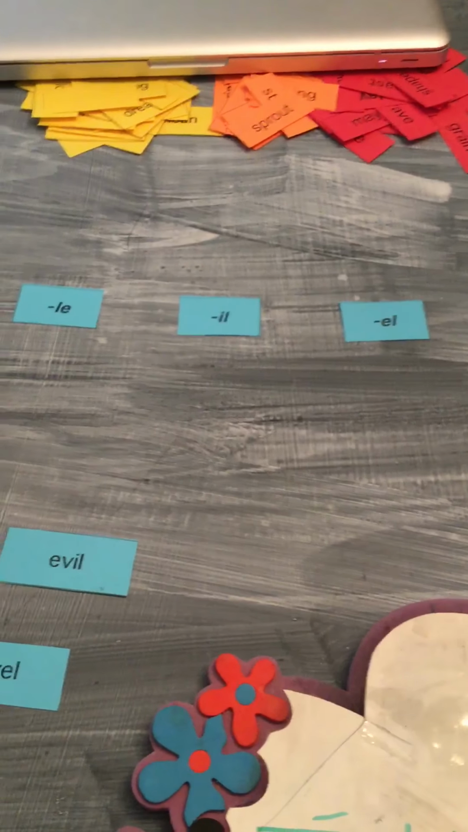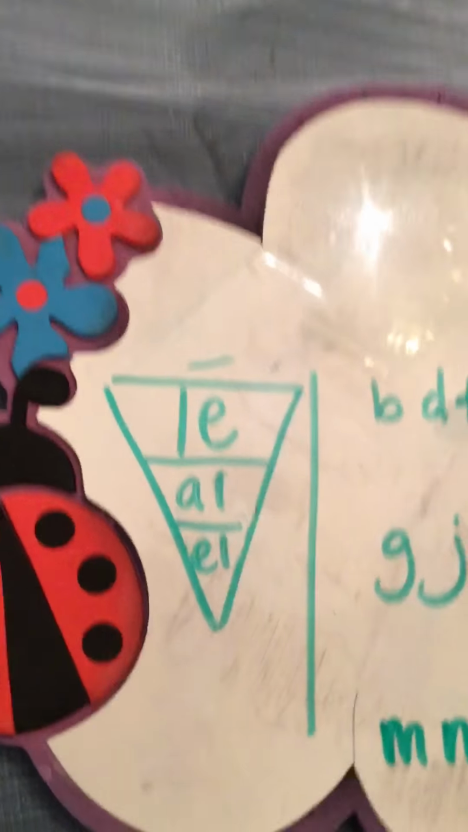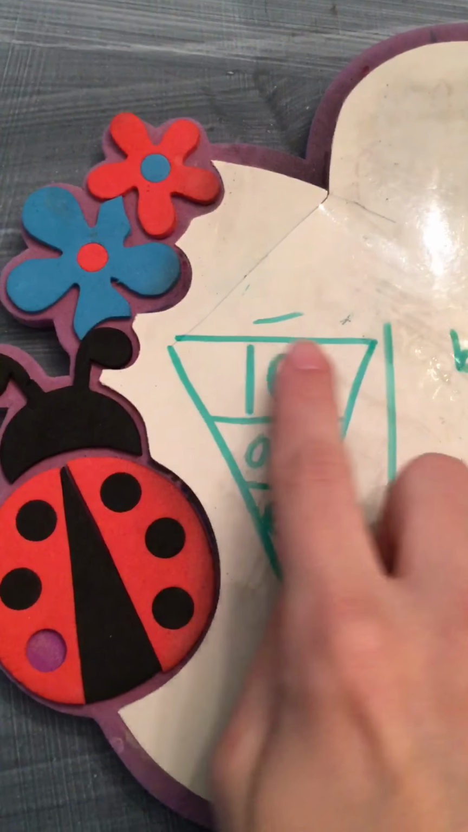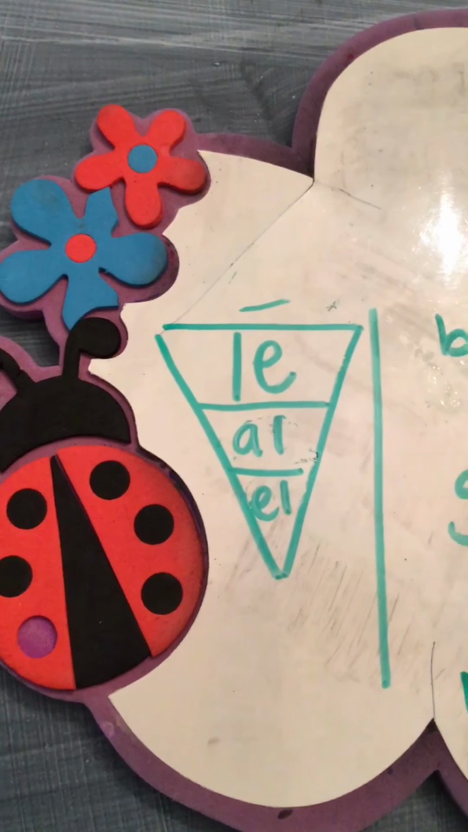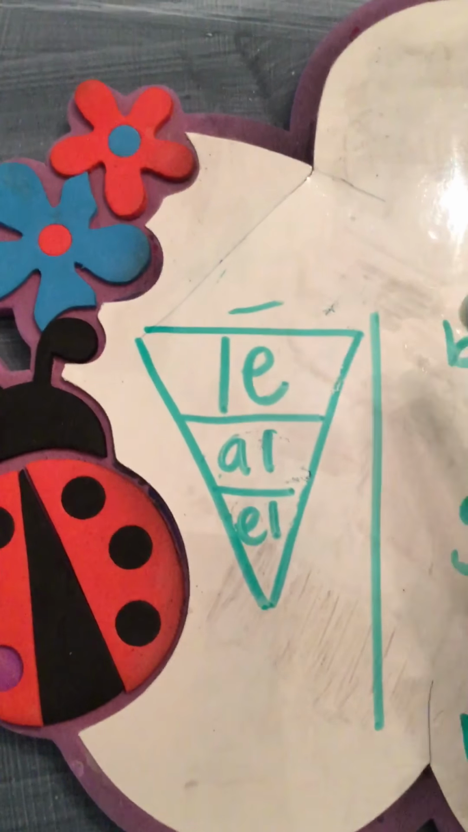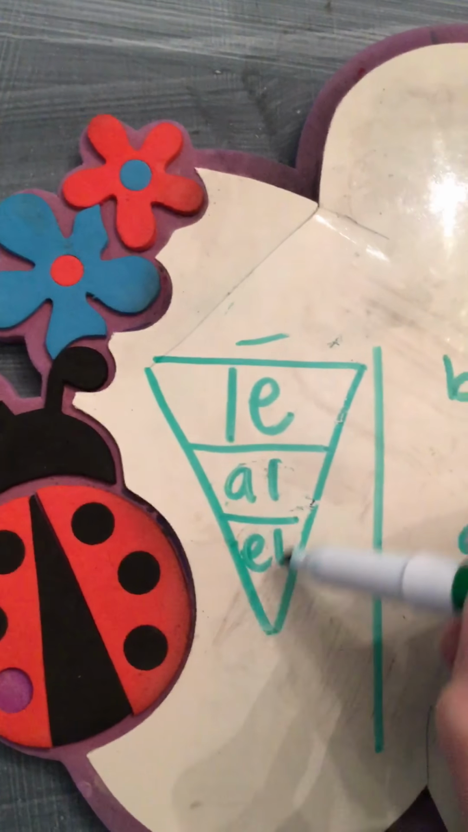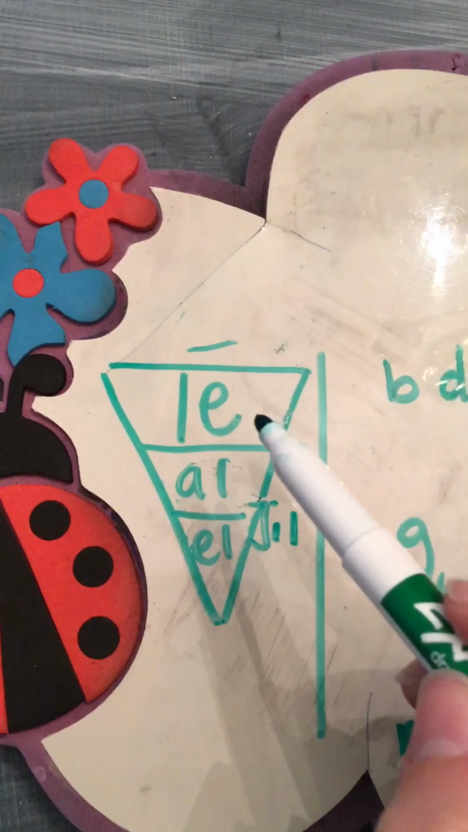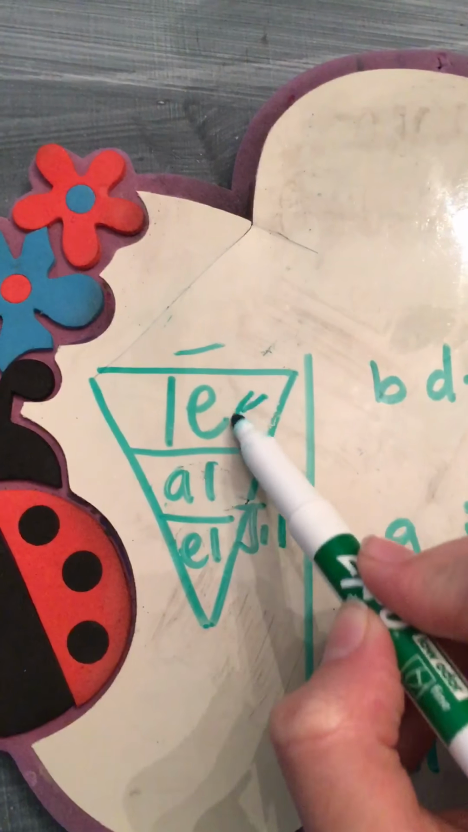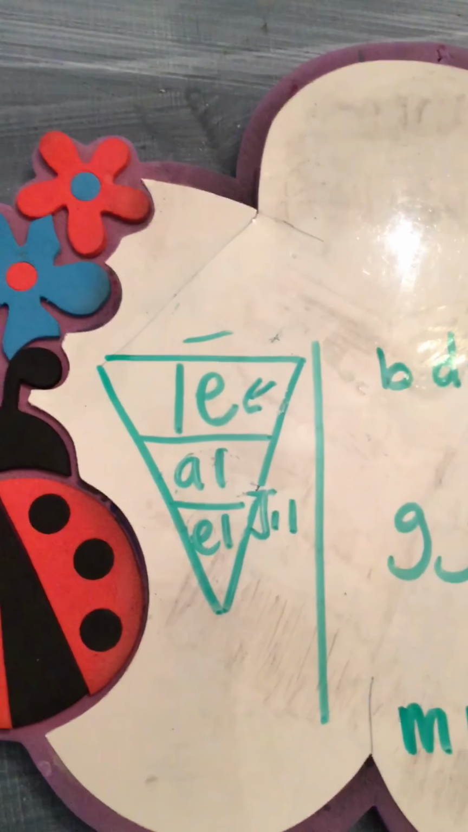So here are our endings, A-L, L-E, I-L, E-L. Okay, so some things that I want you to keep in mind. When we are looking at the most common, L-E is going to cover the most amount of words. It's really, really common. And then we have A-L, and then we have E-L, and let's add I-L in here too. So if we have to guess, L-E is a pretty good guess because it covers the most amount of words.